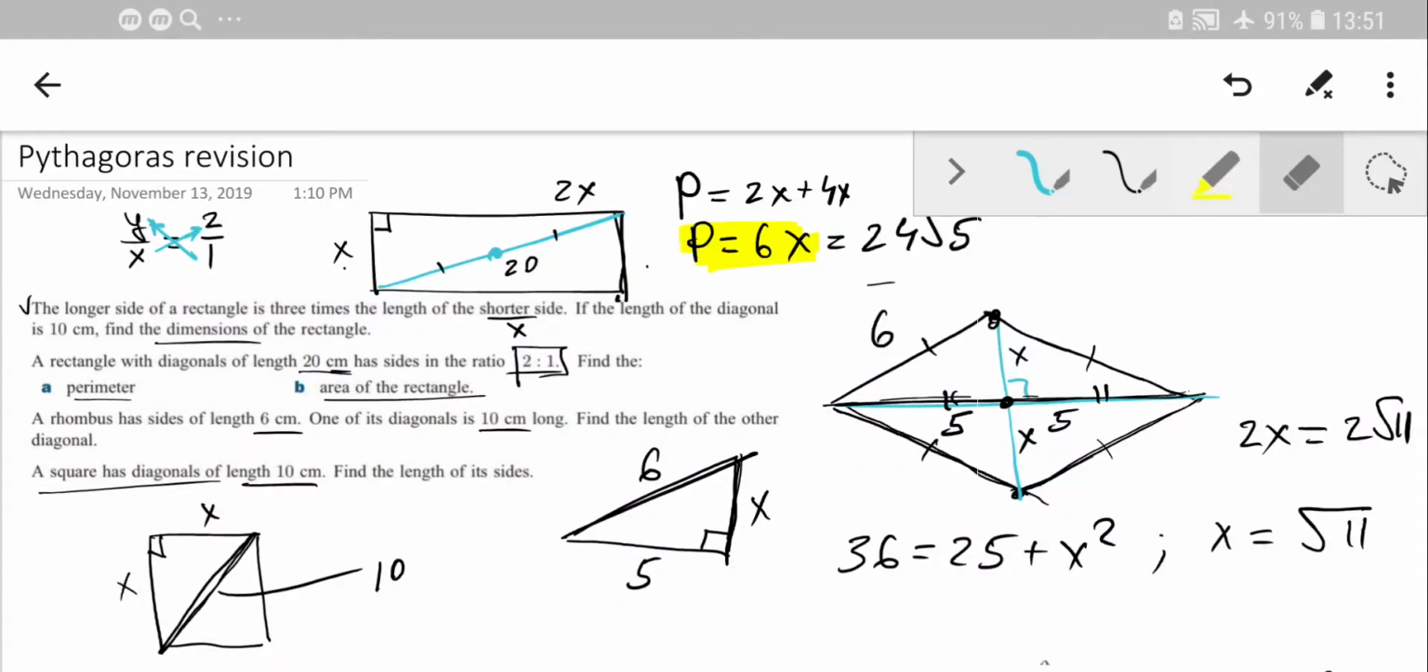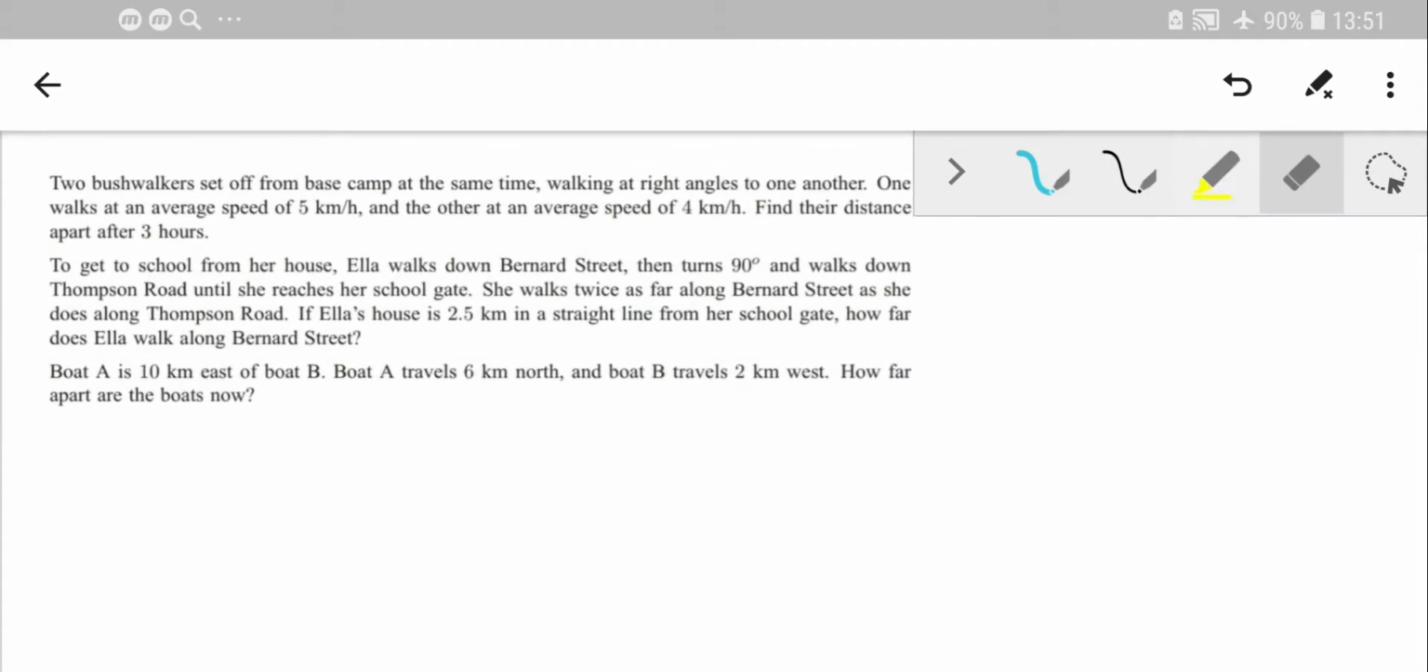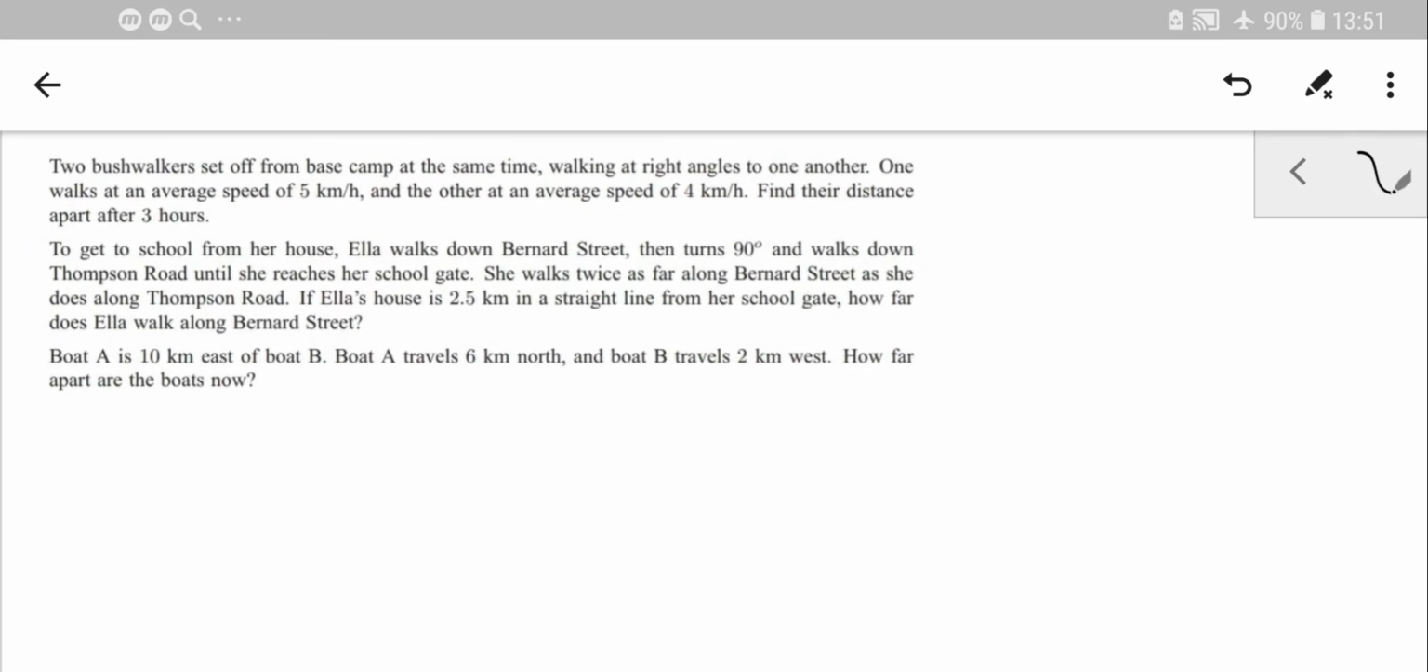Hey, this is Pythagoras revision part 3, and we go to the third block of questions related to traveling problems. For example here: two hikers actually set off from base camp at the same time and walk at right angles to one another.